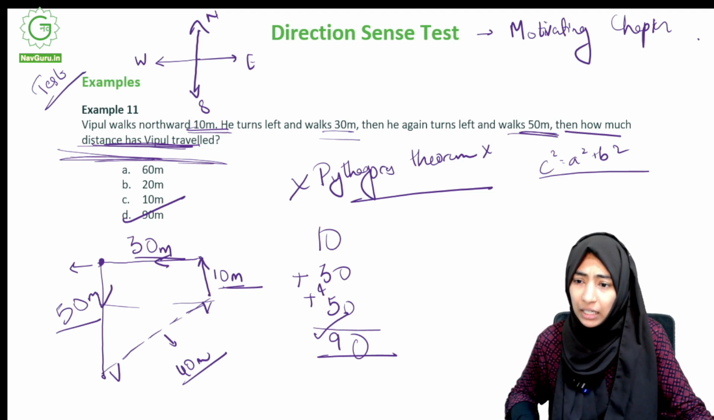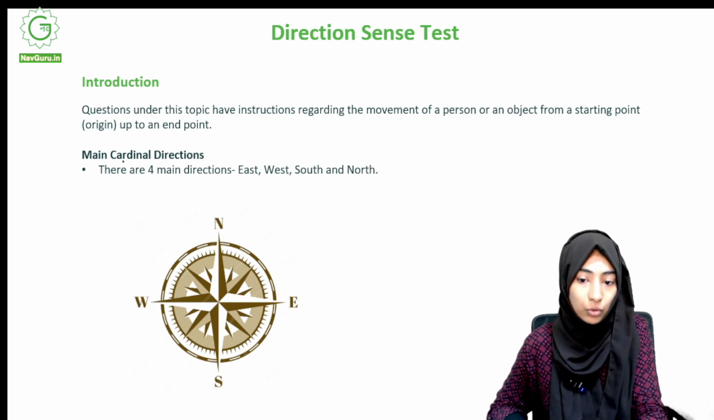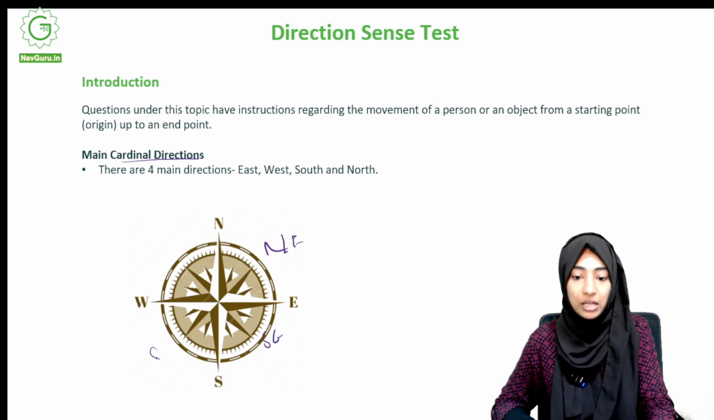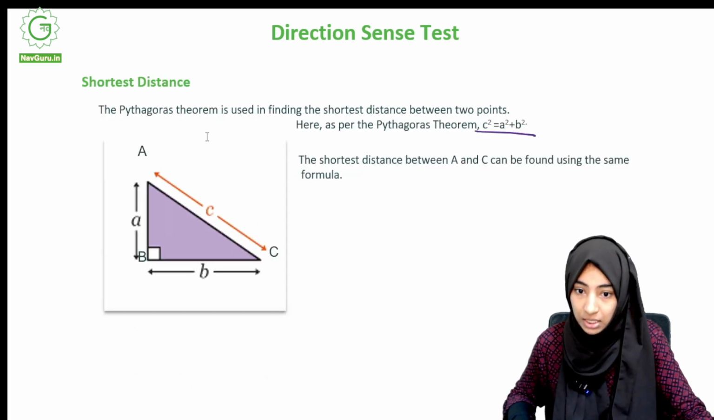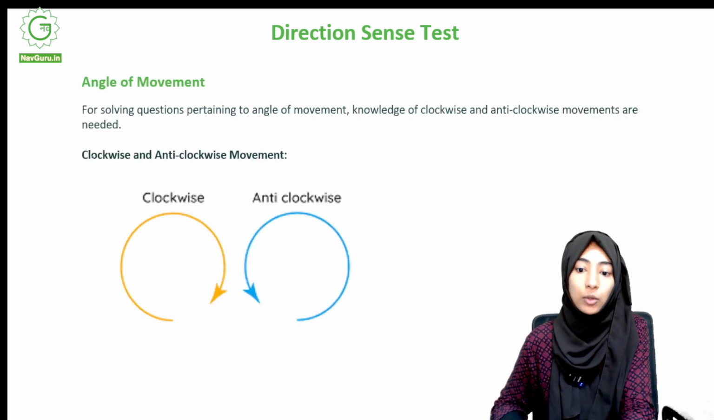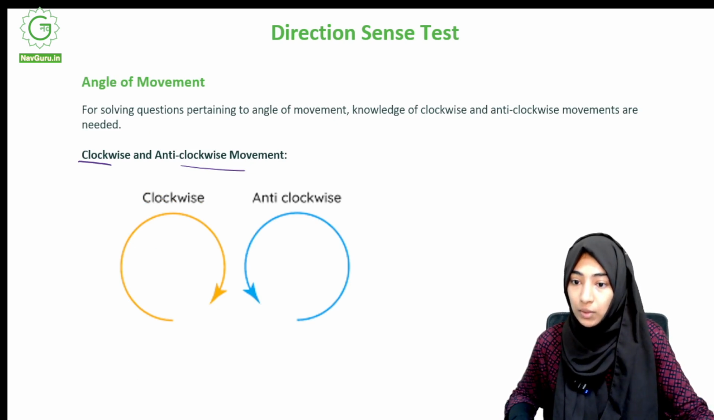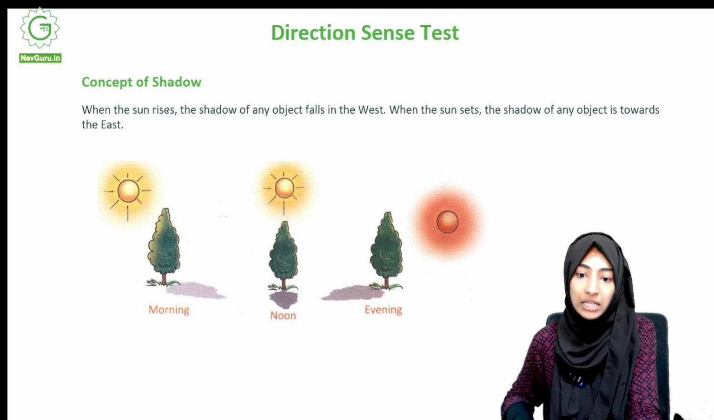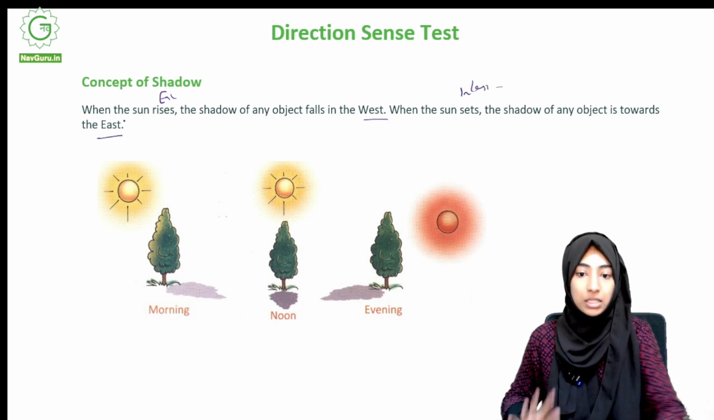I'll just take you through a very quick idea of what all you have in direction sense test. Basically you have the 4 main cardinal directions, and then you also have the sub directions, basically northeast, southeast, southwest, northwest. Then you have the shortest distance concept, how you find the shortest distance, and then you have the angle of movement, where you need to know about clockwise and anti-clockwise movements. You also have the concept of shadow. Basically the shadow will be in the opposite direction. So if the sun rises in the east, the shadow will fall in the west. If the sun sets in the west, the shadow will fall in the east, right?